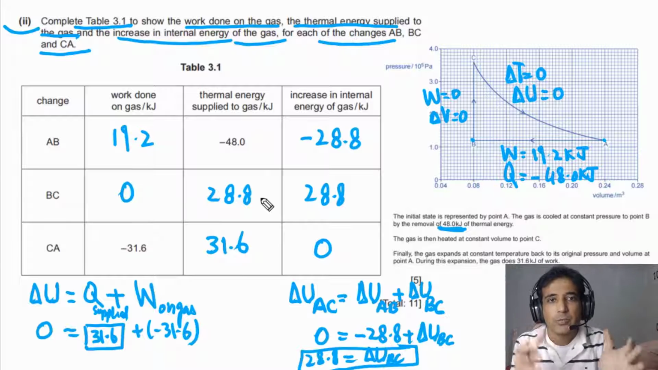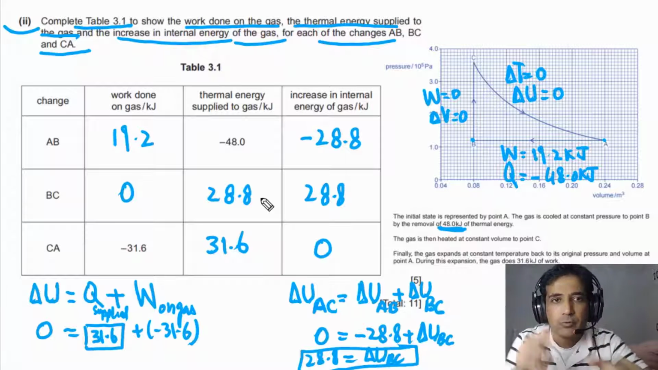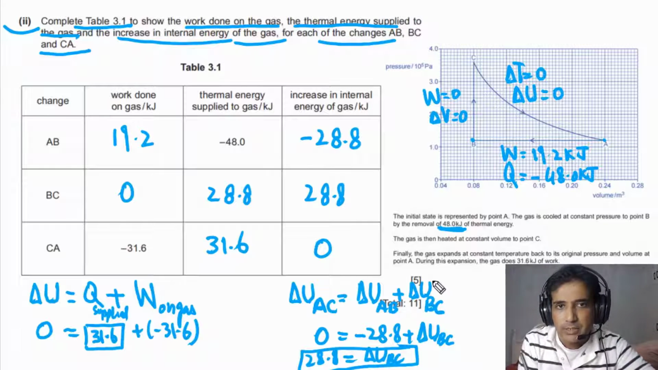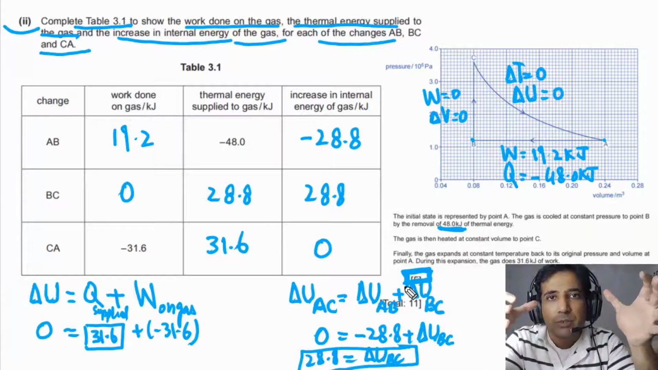So that's all what you need to do for this question. If you got all these values right, you will get 5 marks. This question has 5 marks in total. I have explained this question in detail.